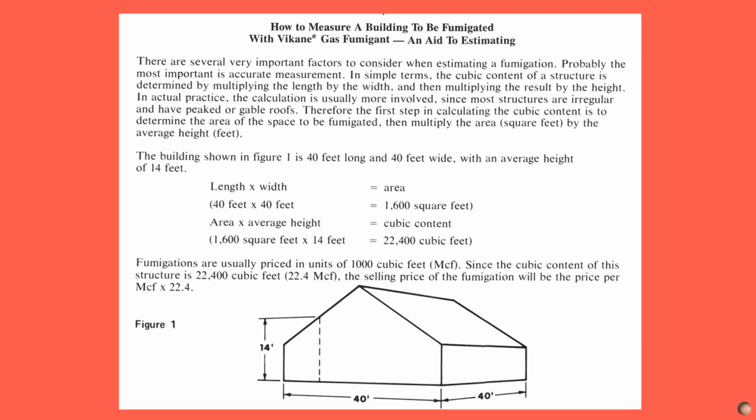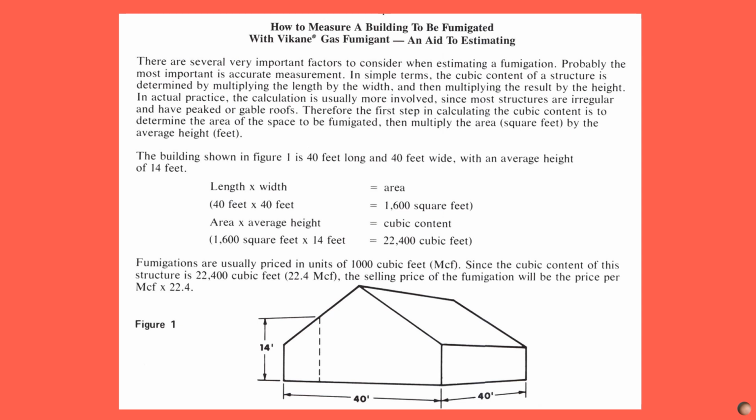In actual practice, the calculation is usually more involved, since most structures are irregular and have peaked or gabled roofs. Therefore, the first step in calculating the cubic contents is to determine the area of space to be fumigated. Then multiply the area, square feet, by the average height, feet. The building shown in Figure 1 is 40 feet long and 40 feet wide, with an average height of 14 feet. The length times the width equal the area. 40 feet times 40 feet equals 1,600 square feet. Area times average height equal the cubic content. 1,600 square feet times 14 feet equal 22,400 cubic feet.